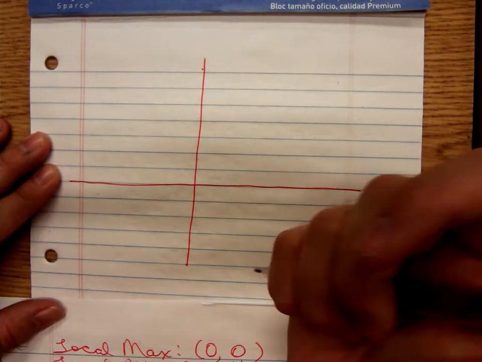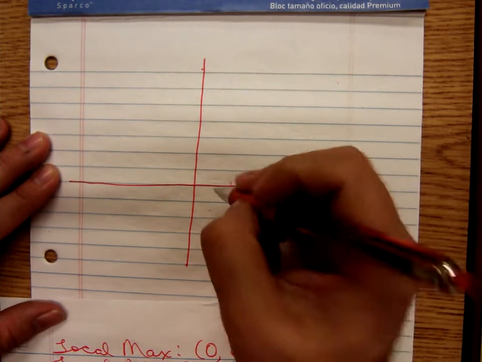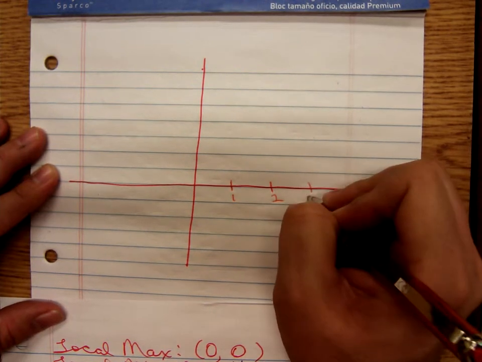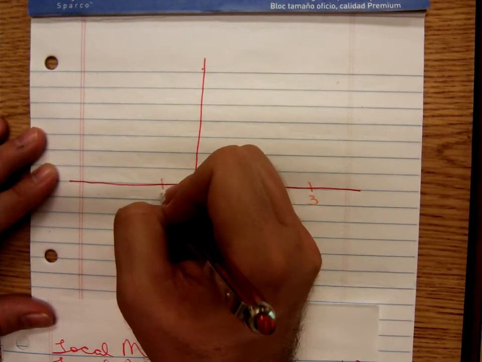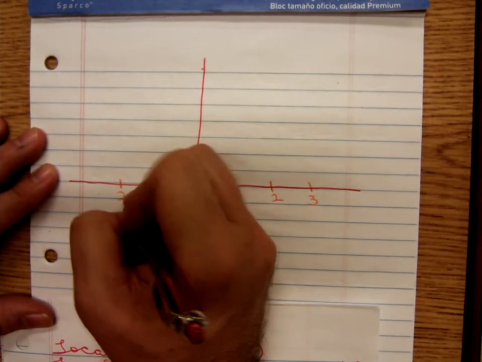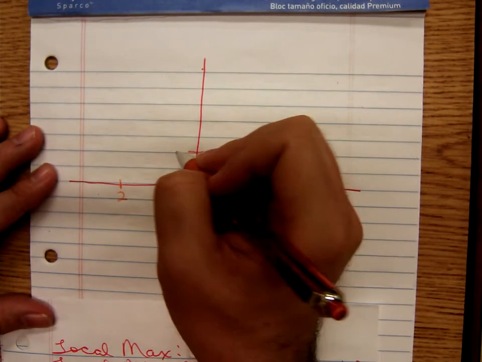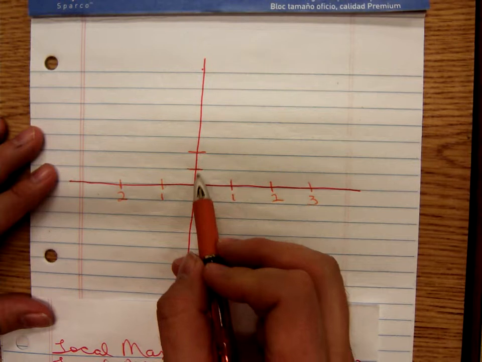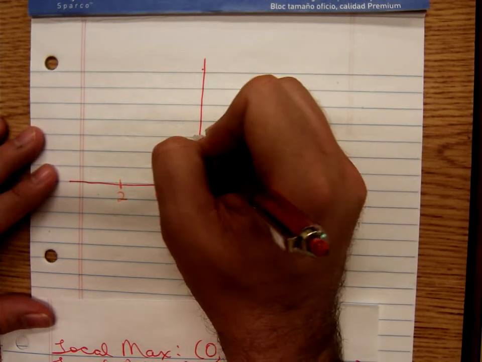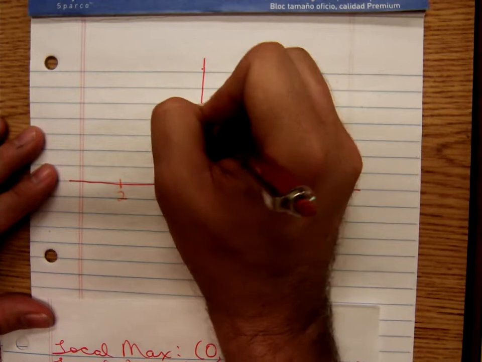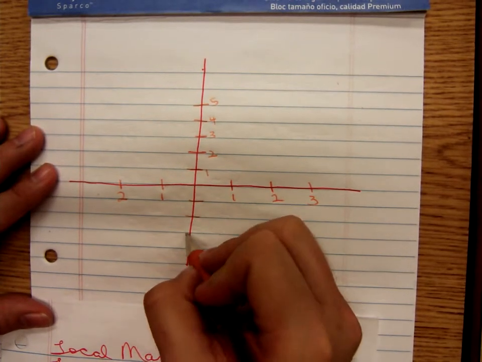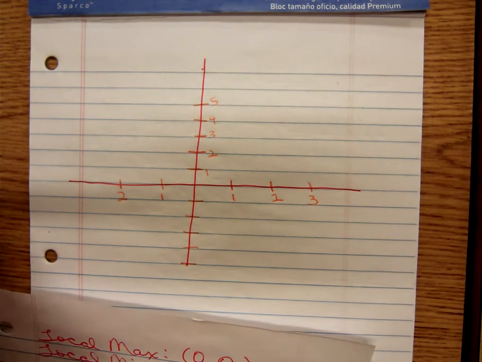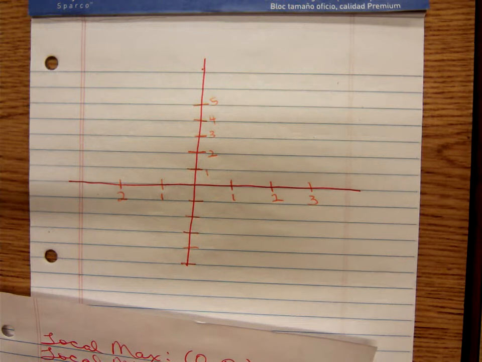And I'm going to make, notice I'm making the increments wider on the x-axis than the y-axis. Here, that's 1, 2, 3. Then 1, 2. Okay, there's my XY grid. I need a dark pen.